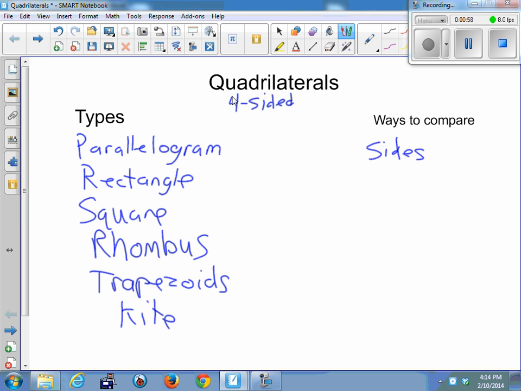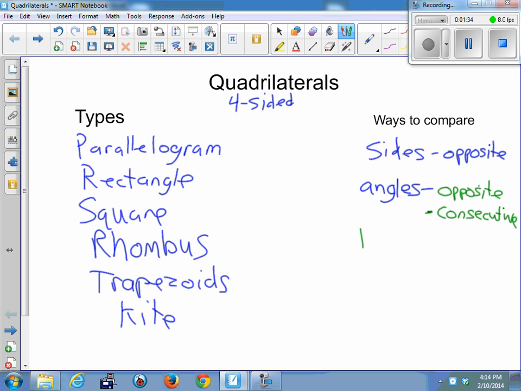For sides, the opposites pretty much is how we deal with these opposite sides, and we'll talk about all that coming up. Then we're going to talk about the angles. The angles need to be compared two different ways. We're going to have opposite angles and consecutive. If you remember what consecutive is, consecutive angles are next to each other.